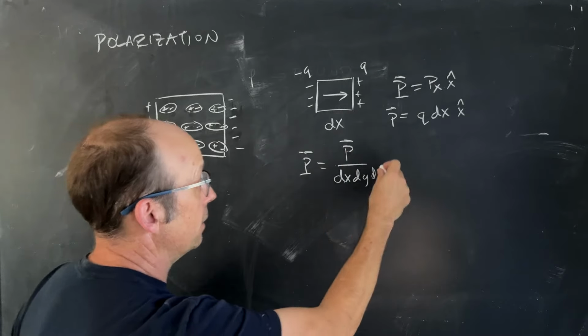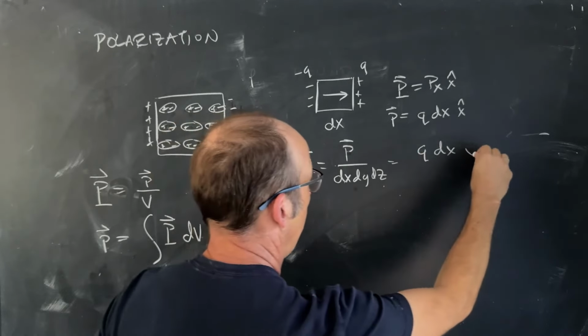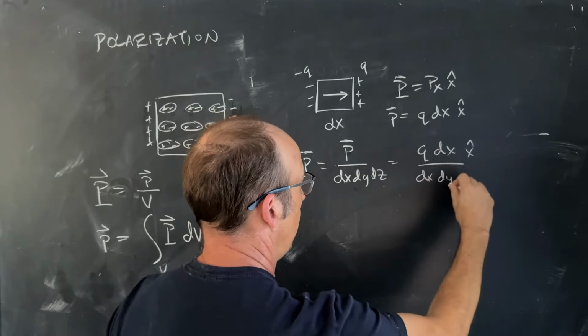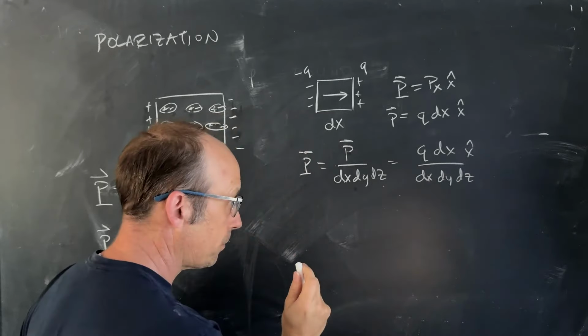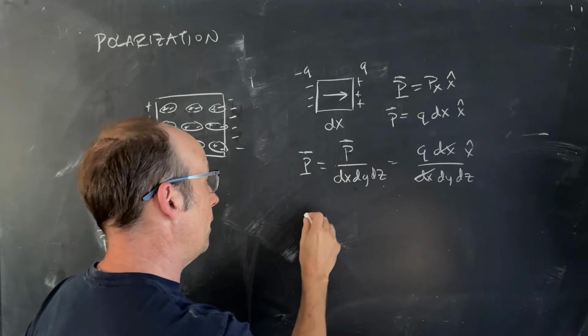Well, let's put in this. I get q dx x hat over dx dy dz. The dx's cancel.